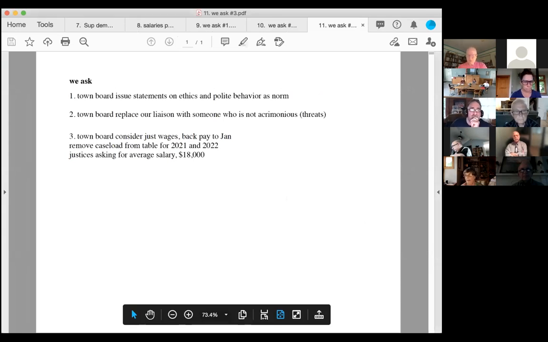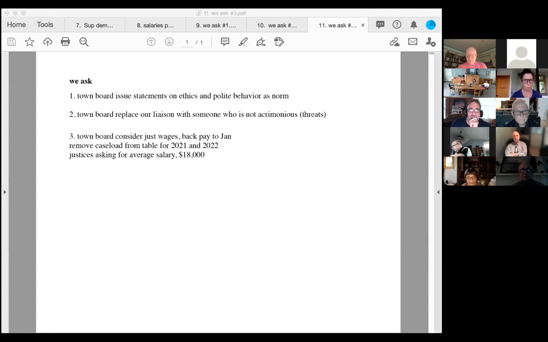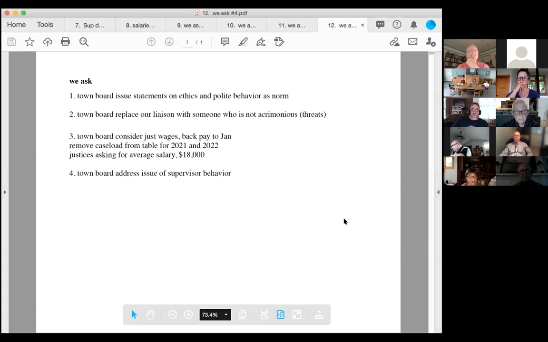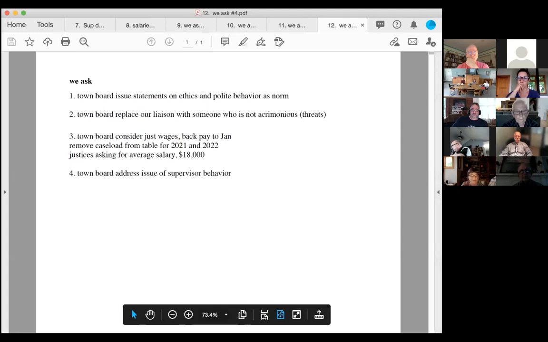We don't even get living wages right now. We're asking for the average salary in the county, which is the way we did it. We took out the town of Ithaca from all the towns, for $18,000. And we're also suggesting that we remove caseload from the table in 2021 and 2022 because it has become just a laser acrimonious issue. And the final request is that the town board address this issue of the supervisor's behavior.